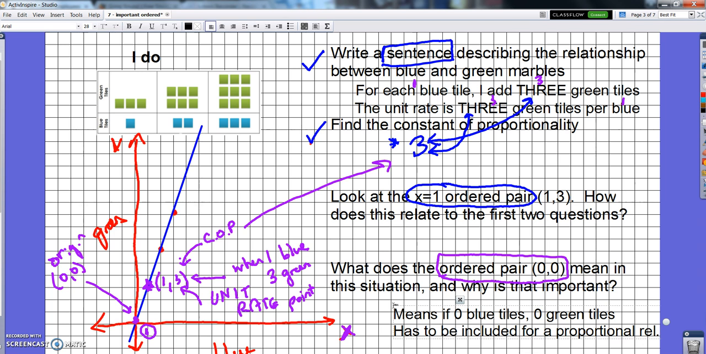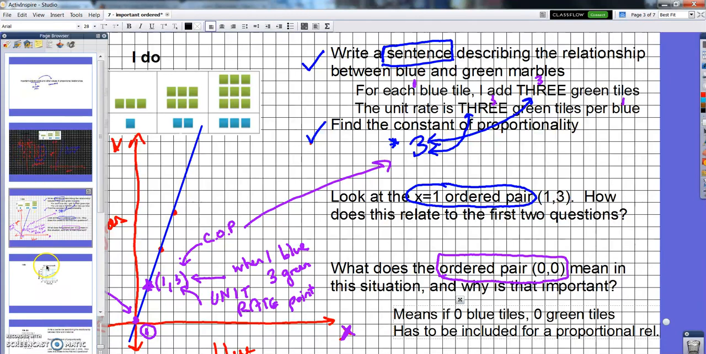Just because 0, 0 is there doesn't mean it's proportional, but it's one of the main things. You've got to have a situation where 0 of one thing means 0 of the other thing. Okay, let me do one more before we do it together.